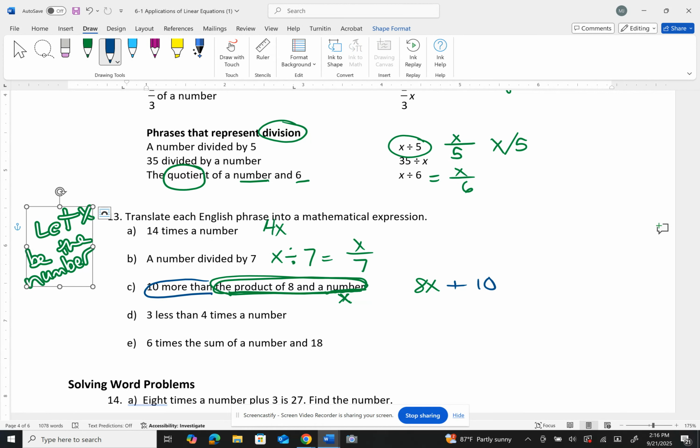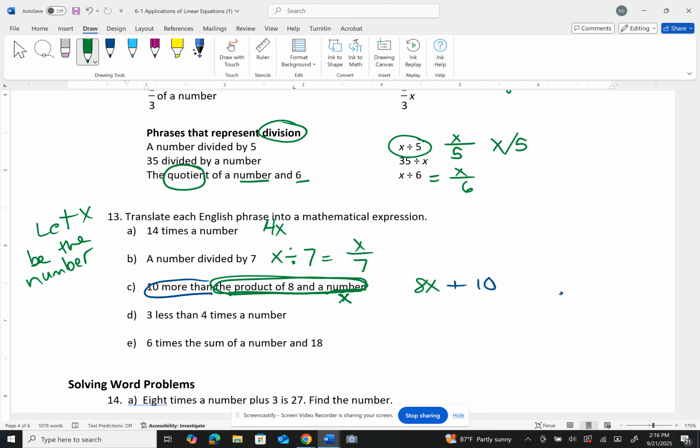All right, now on the next one, it says 3 less than 4 times a number. Okay, so I'm going to start with the number being x. I'm going to back up until I hit an operation word. I need 4 times that. That would be 4x. Then I'm going to back up, and I need now 3 less than that. So if I need 3 less than something, then I need to subtract 3 from it. That's it. It's not okay to say 3 minus 4x.